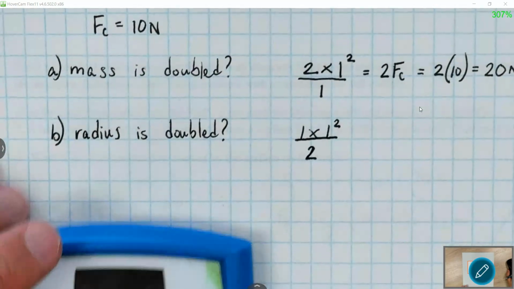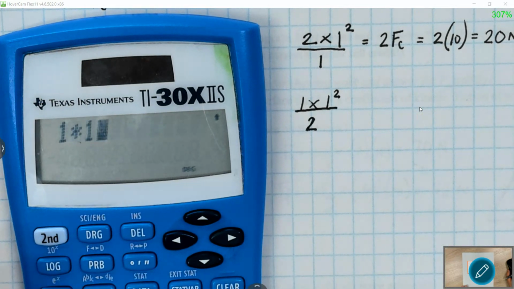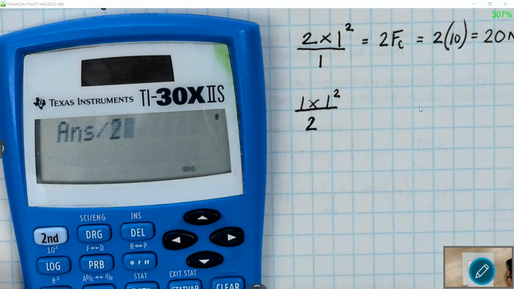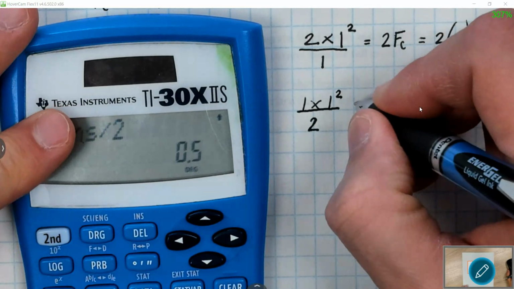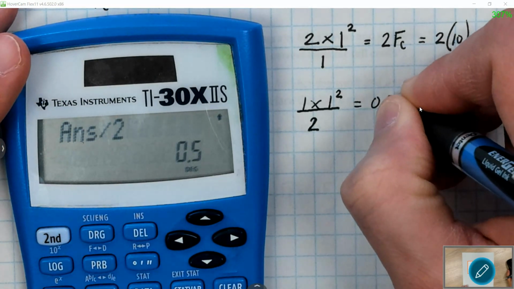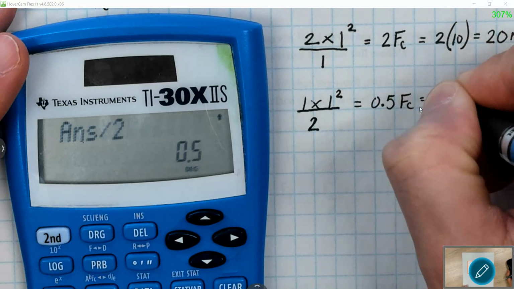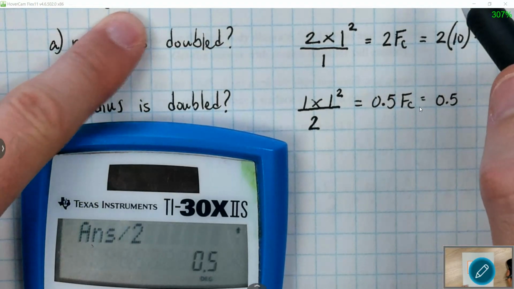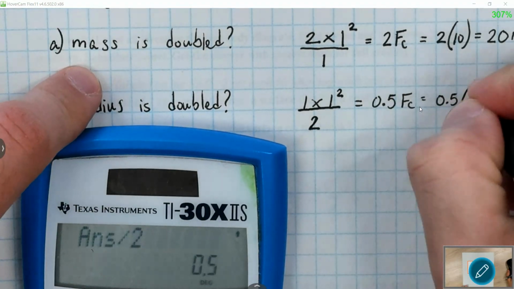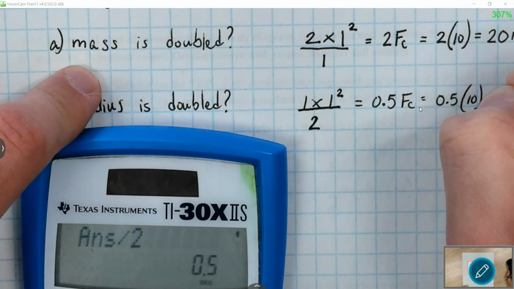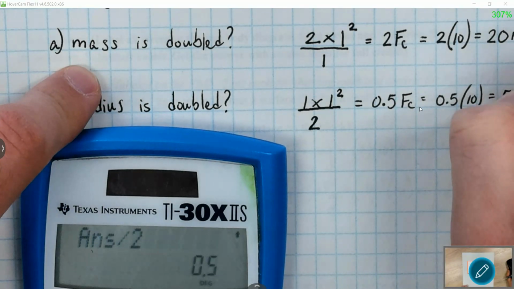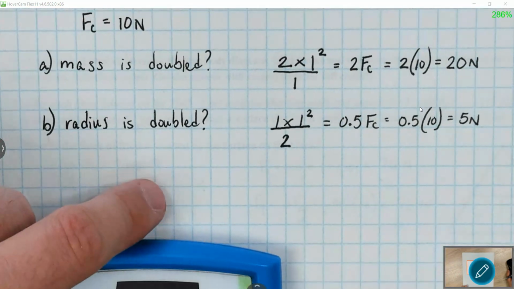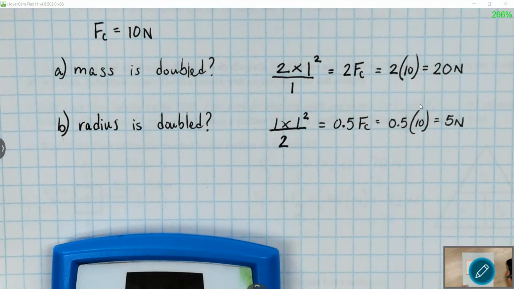Again, if you wanted to throw this into a calculator, you can. 1 times 1 squared, divided by 2, we get a half, 0.5. So 0.5 times the force. If the force was 10, we substitute 10 for Fc. So 0.5 times 10, 5 newtons. So we doubled the mass, the force doubled; we doubled the radius, the force got cut in half.